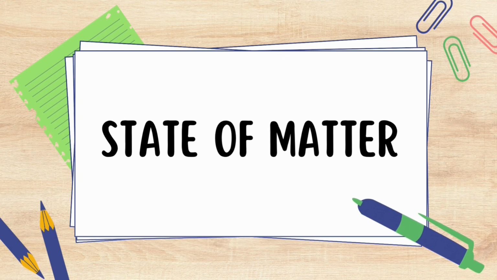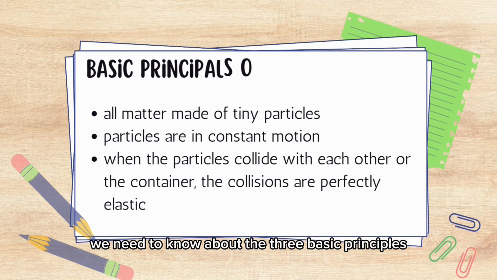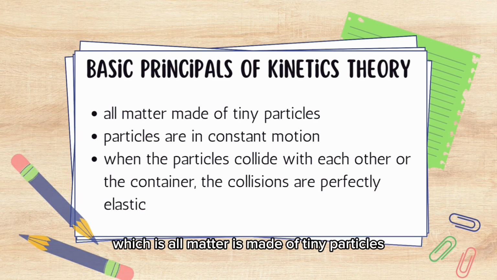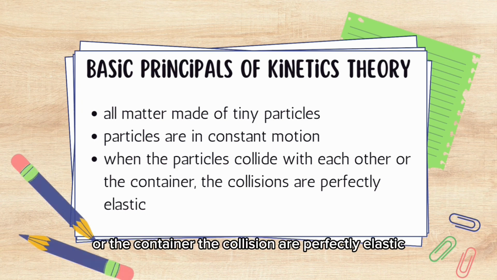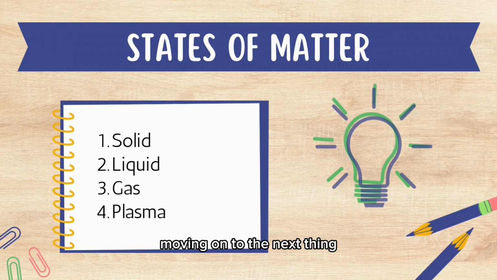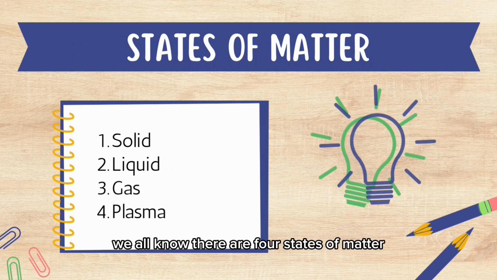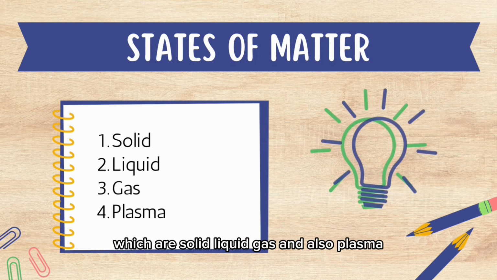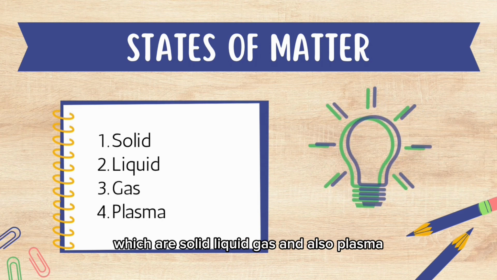Okay, first, we need to know about the three basic principles of kinetic theory, which is all matter is made of tiny particles. These particles are in constant motion. When the particles collide with each other or the container, the collisions are perfectly elastic. Moving on to the next thing, we all know there are four states of matter, which are solid, liquid, gas, and also plasma.